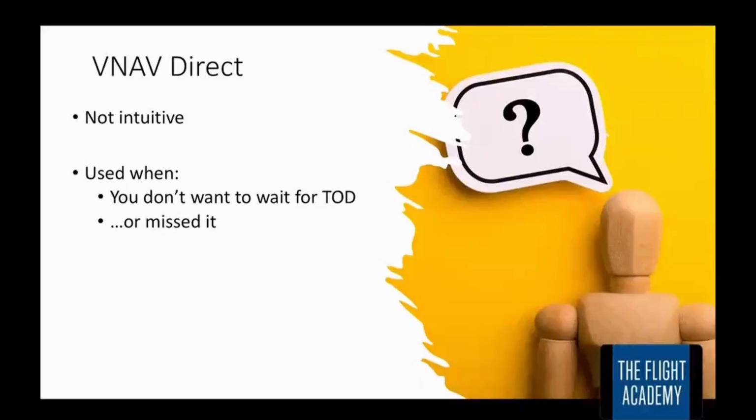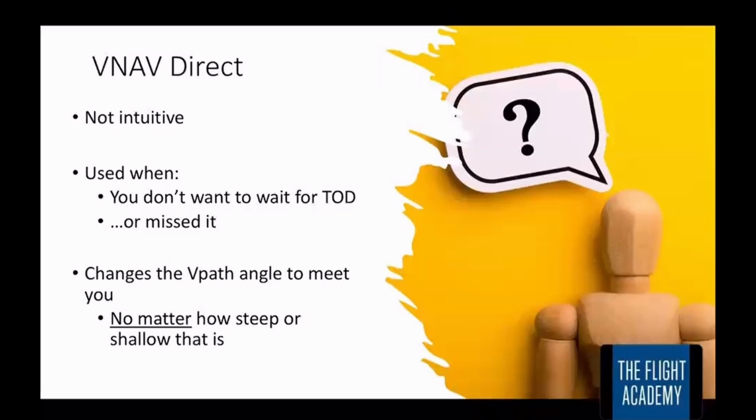Or more often than not, really, the issue is you were held up. You weren't allowed to descend, so you had to stay high, missed the top of descent, flew right through it. 2 minutes later, now you're allowed to descend, and you'd like to use VNAV. There's a couple of ways you can go about solving this problem.